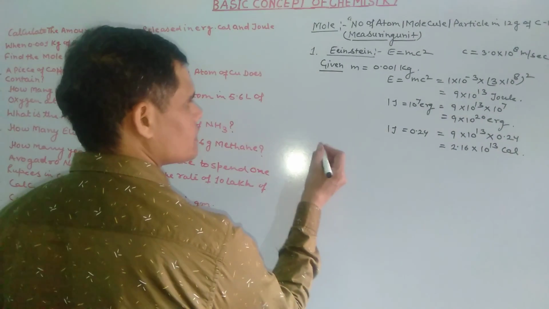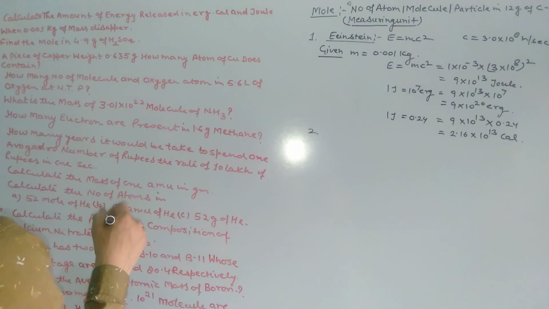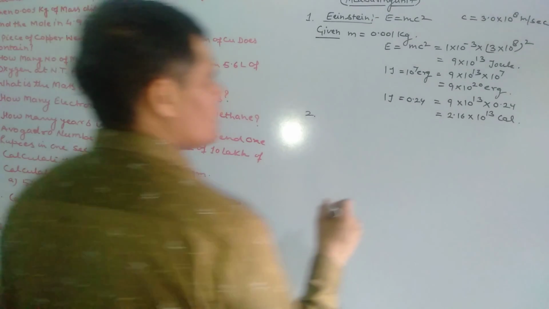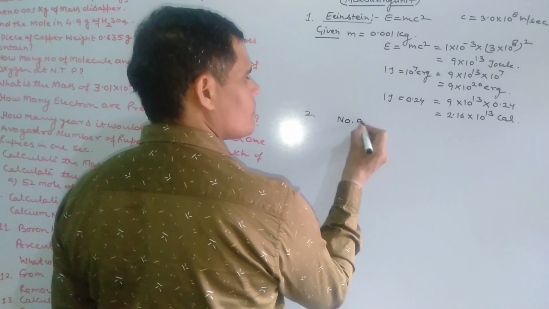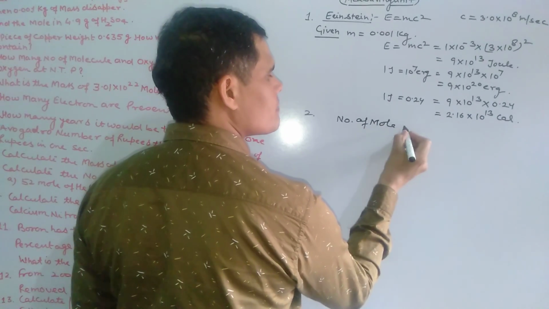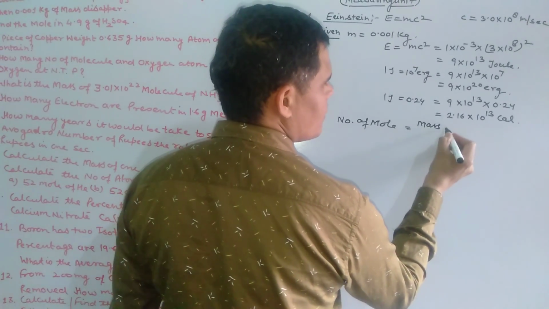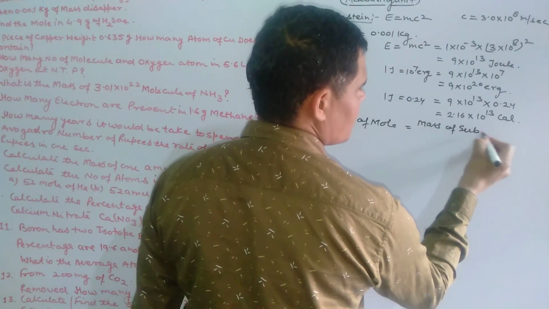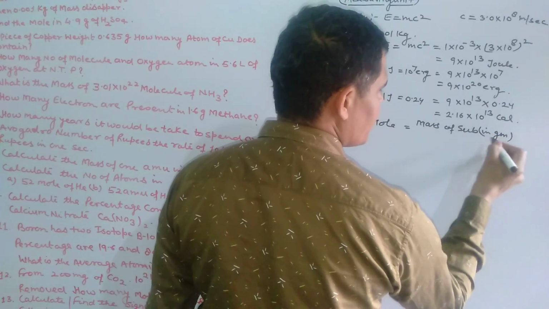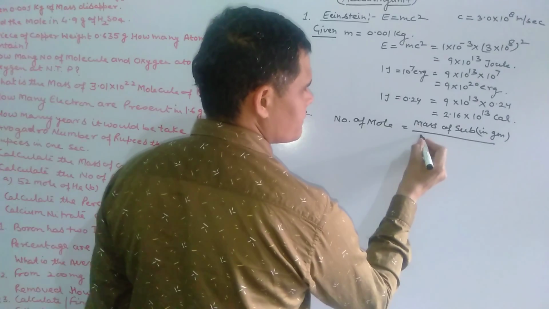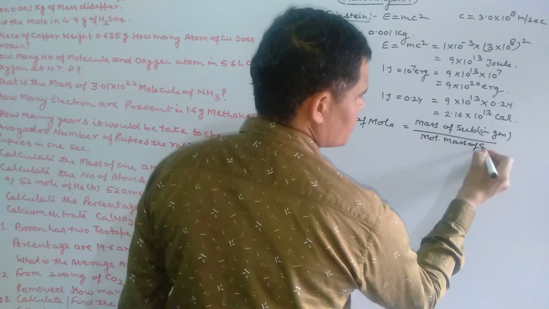The next question is numerical. Find the mole in 4.9 gram of H2SO4. The formula to find the number of mole in any substance is equal to mass of substance, given mass of substance in gram, divided by molecular mass of substance.